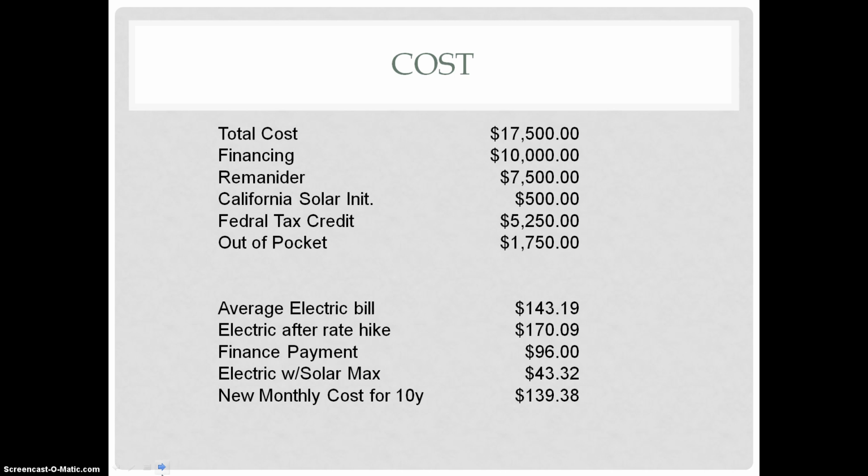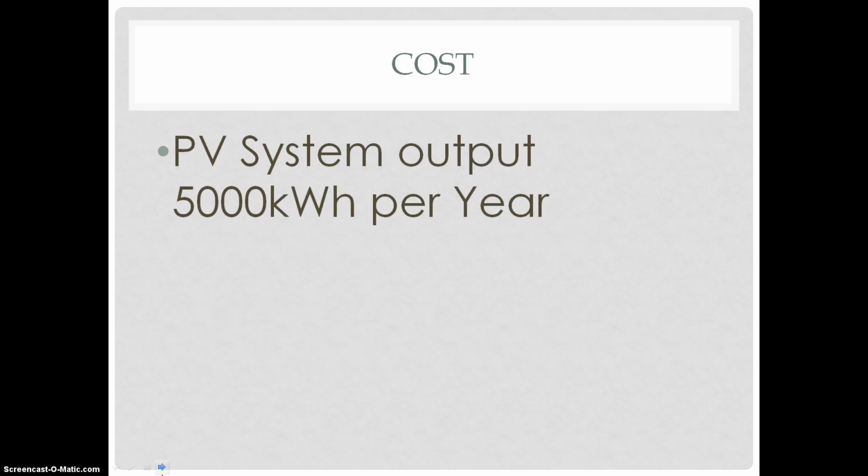The total cost of the system that I'm purchasing is $17,500. I've obtained $10,000 worth of financing. This gives me a remainder of $7,500. The California Solar Initiative is going to cover $500 of that. The federal tax credit of $5,250 leaves me with the remaining balance of $1,750, or a total system cost of $11,750. The system that I'm installing again is 5,000 kilowatts per year.